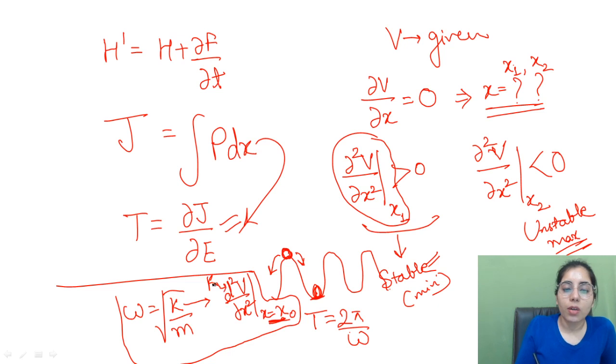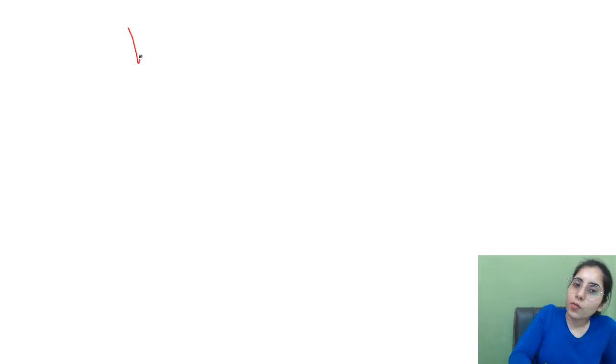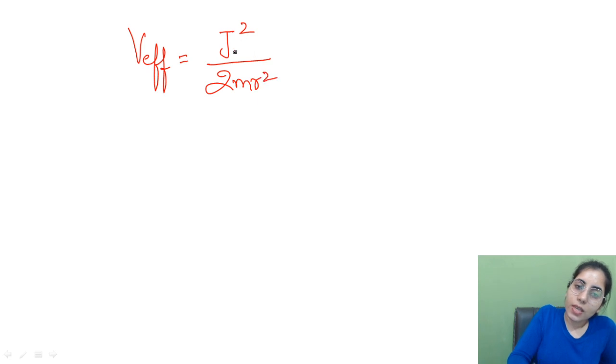So from this one you will get to know about the angular frequency. Now the next point is that any time the question is related to a circular orbit or angular momentum, something like this, instead of this V you will use the effective potential. The effective potential you can write in this manner: J square upon 2mr square, where J is the angular momentum, plus V which is given to you.